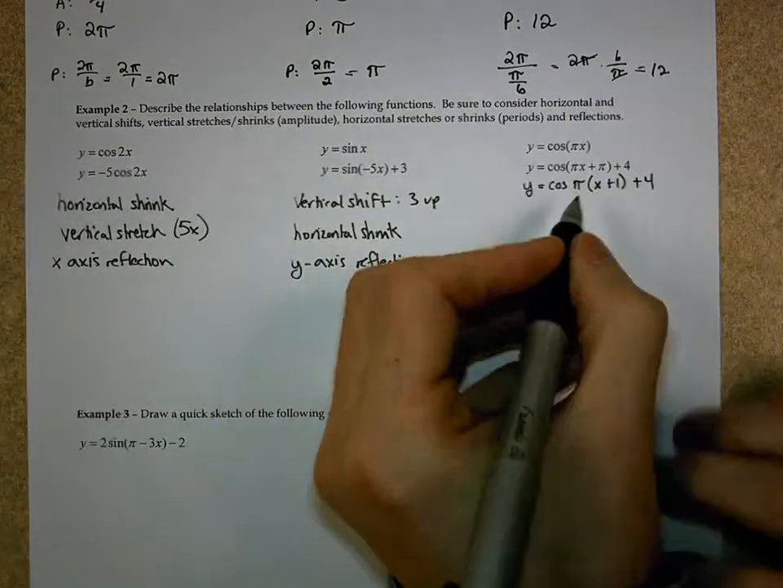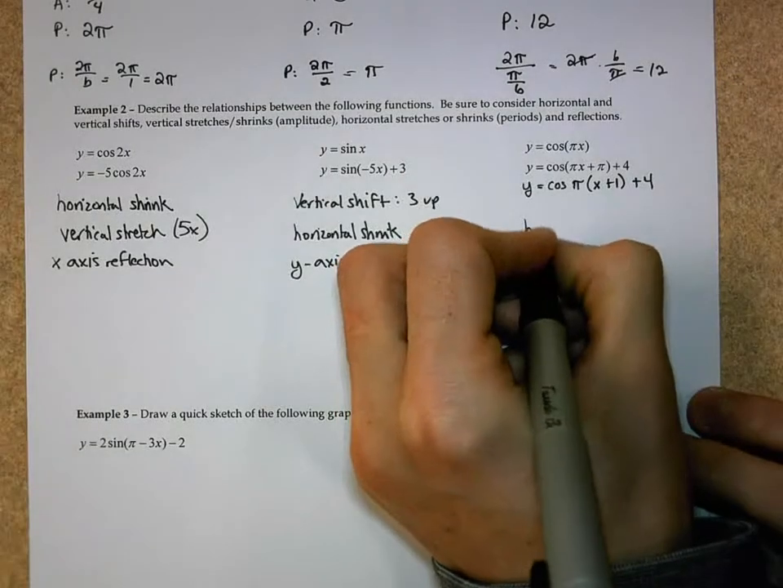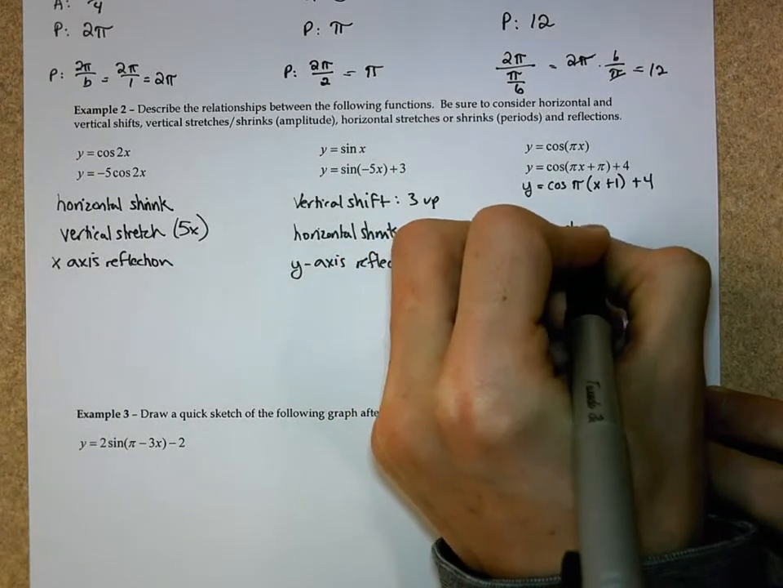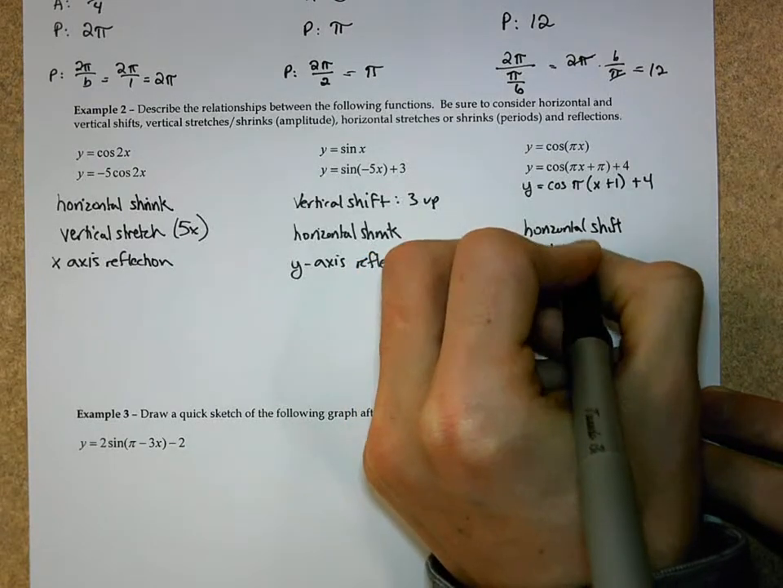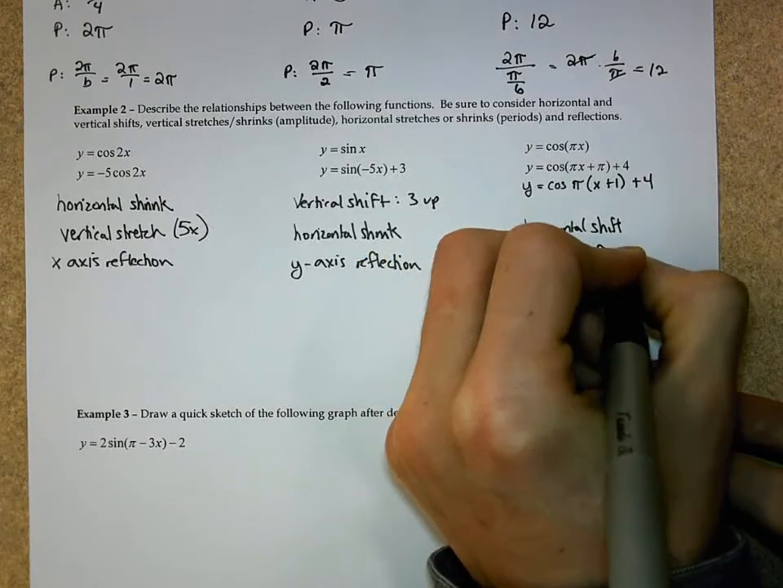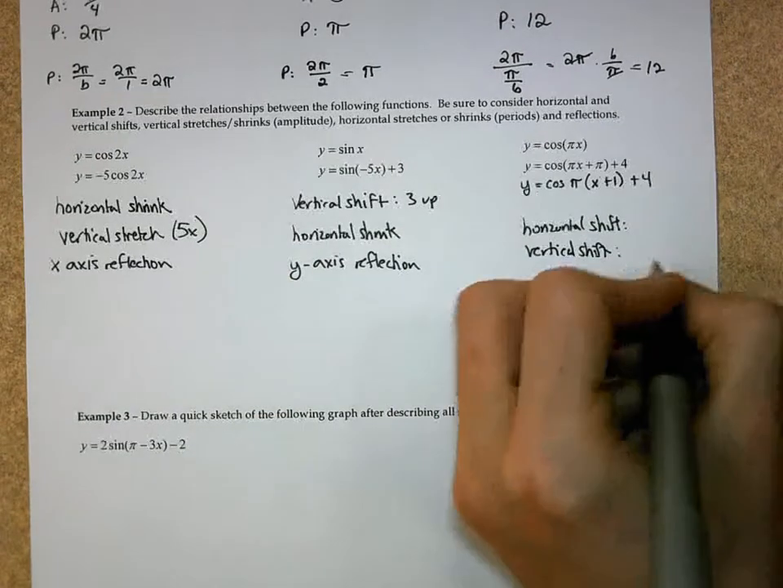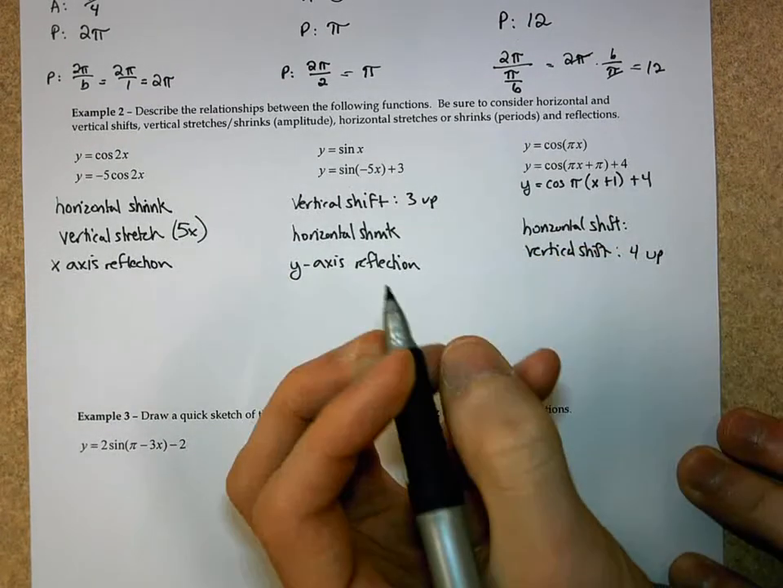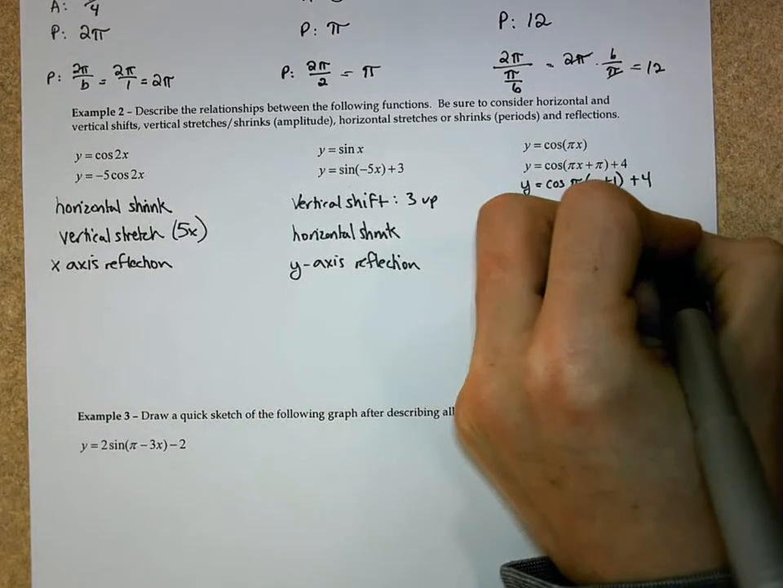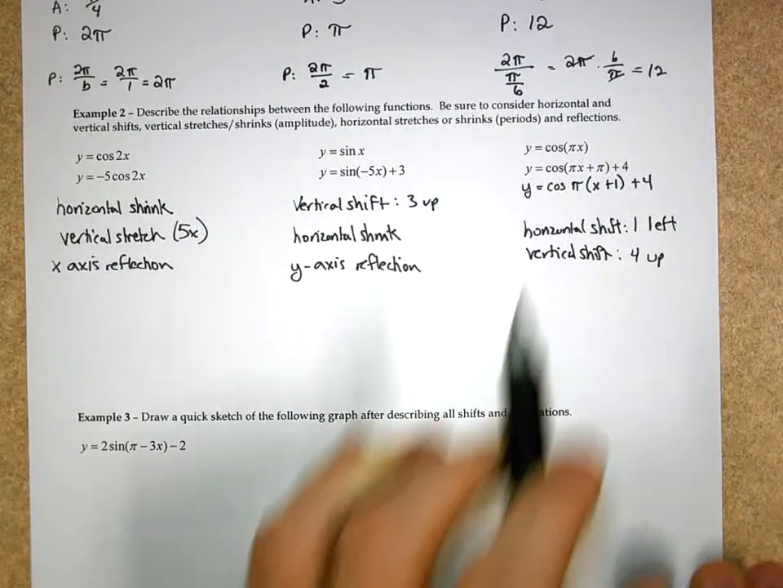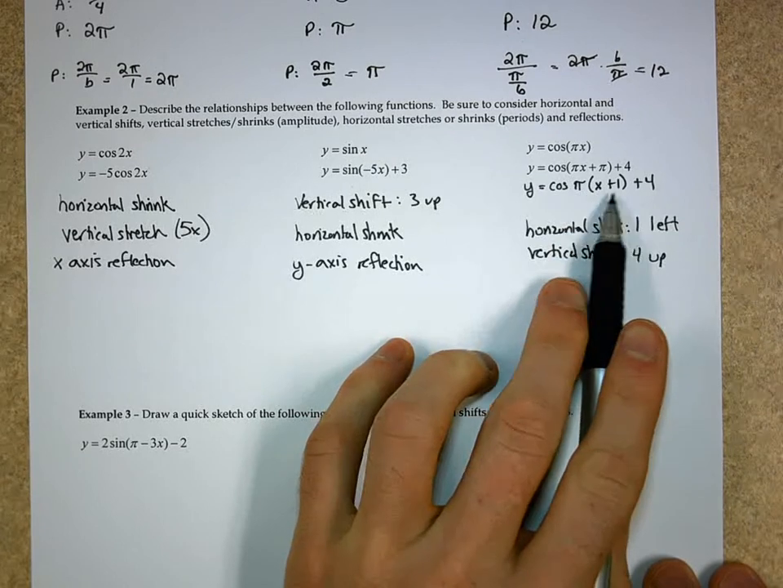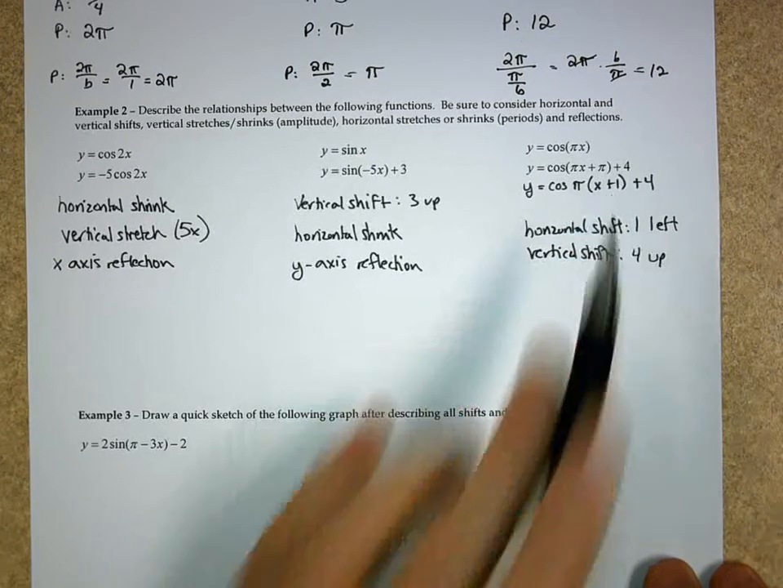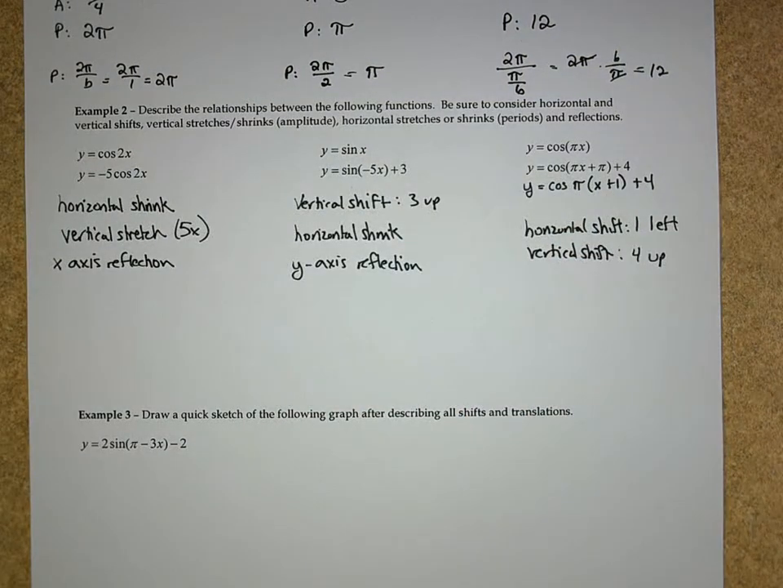So when I look at this piece compared with the top piece, we've got a horizontal shift and we've got a vertical shift. Vertical shift is going to be 4 units up, and the horizontal shift is 1 to the left. If we saw that pi in there, we would think it'd be pi to the left, but once we see that pi factor out, we can clearly see that plus 1 is really 1 to the left.